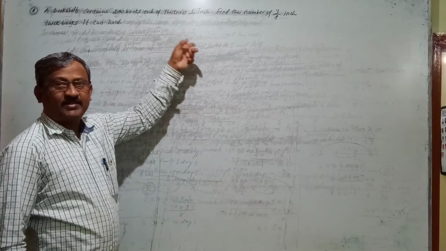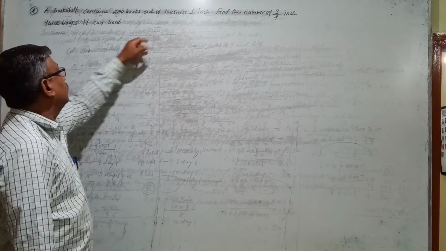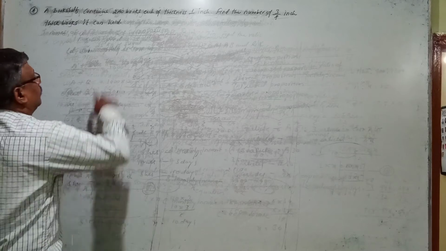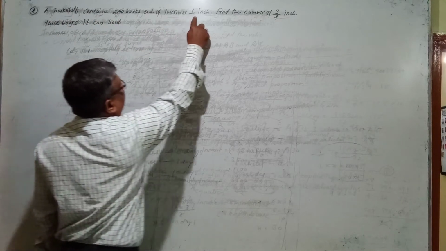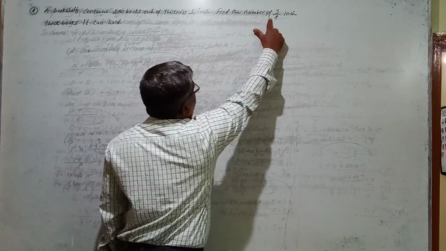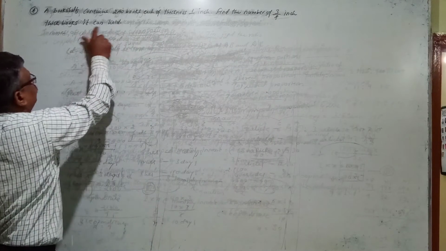So here is the next problem on proportion. Problem number 4. I'll read out the problem again. A bookshelf contains 240 books, each of thickness 1 inch. The question is: find the number of 3/4 inch thick books it can hold.